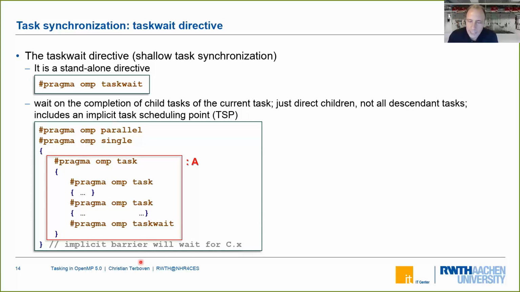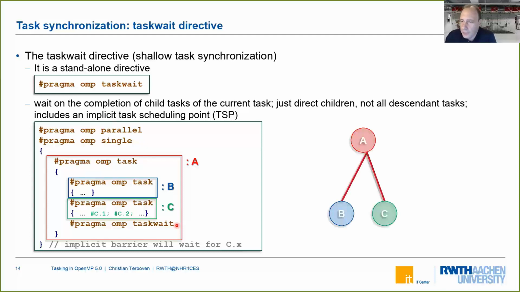So we have an example here, and that's actually a slide from our tutorials. We have a parallel single, so that means a single thread is executing the body here, the structured block. We have a task that's called A. This task A creates two more tasks, which are called B and C. And let's further complicate it. C creates two more tasks named C1 and C2. And then we encounter the taskwait here. So what will the taskwait directive actually wait for? Well, it will wait only for B and C, but not for C1 and C2. That's what I meant with just the direct children, not any further descendants.